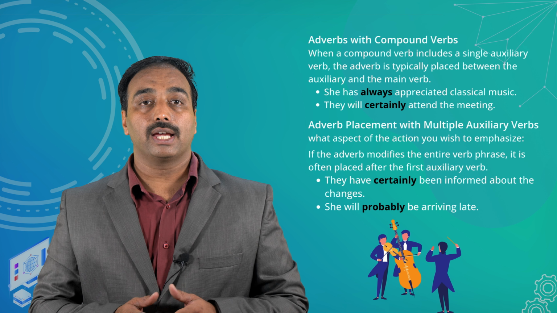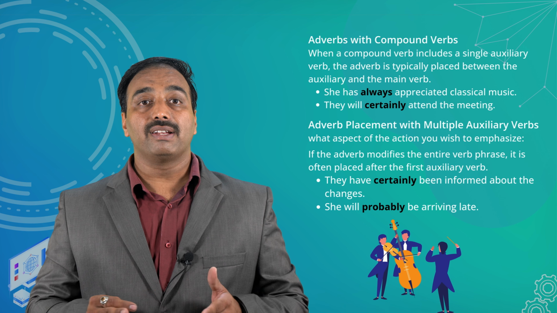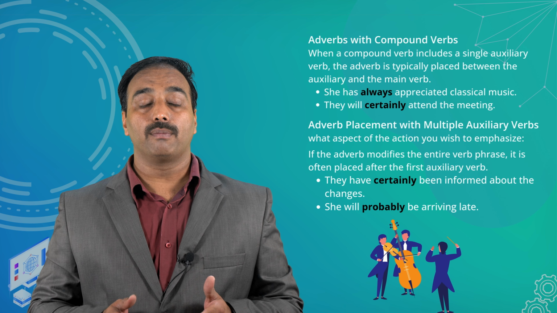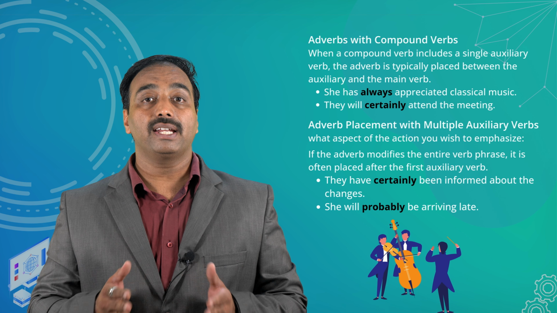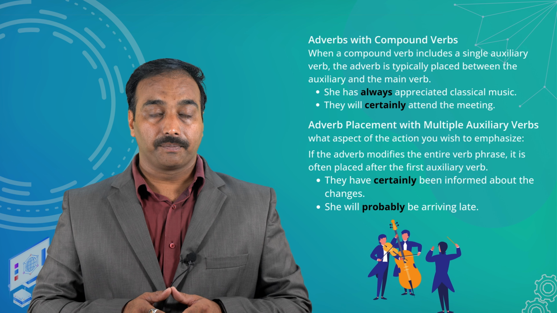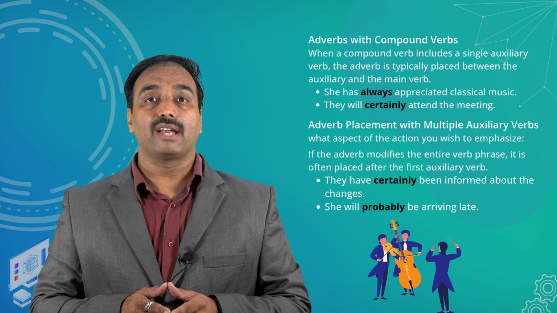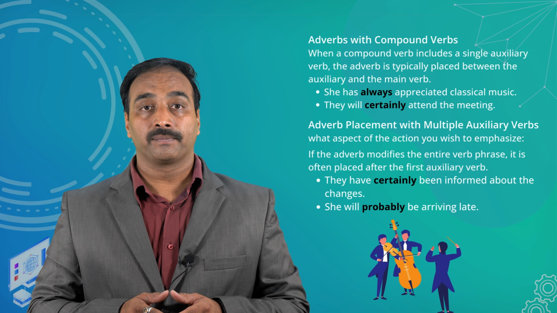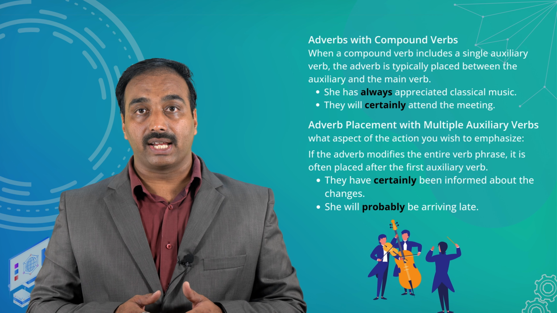For example, she has always appreciated classical music. They will certainly attend the meeting. In these sentences, placing the adverb between the auxiliary and the main verb emphasizes the action being described. Adverb placement with multiple auxiliary verbs. In constructions with multiple auxiliary verbs, the placement of the adverb can vary based on what aspect of the action you wish to emphasize.